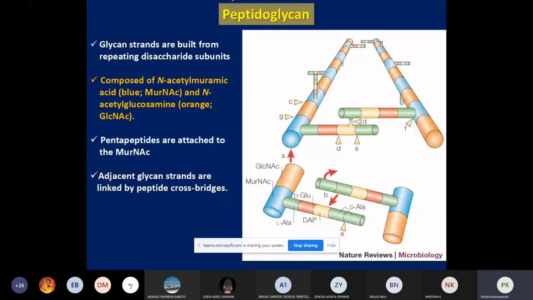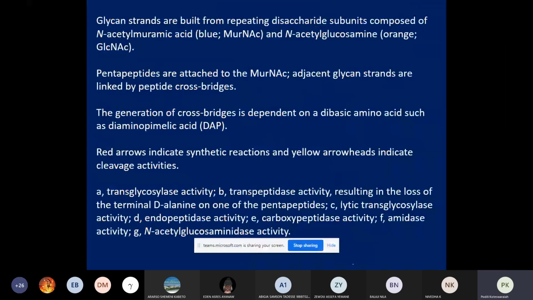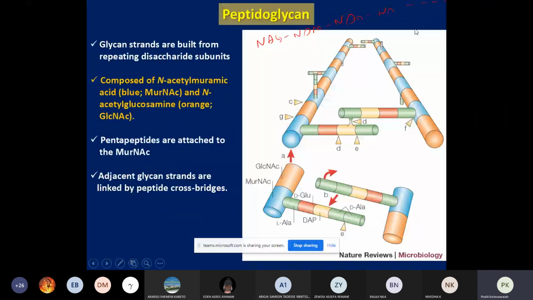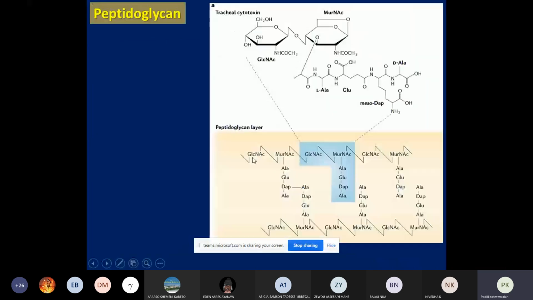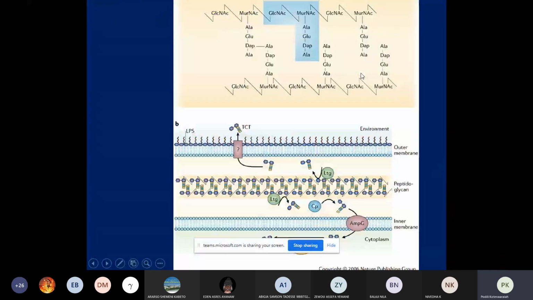N-acetyl muramic acid, again NAG, again NAM, and so on. So that means it is a polymer of NAG, NAM, NAG, and NAM, with beta 1,4 linkages. And you can see here that this is N-acetyl glucosamine, N-acetyl muramic acid, N-acetyl glucosamine, N-acetyl muramic acid. They are connected by beta 1,4 linkages.